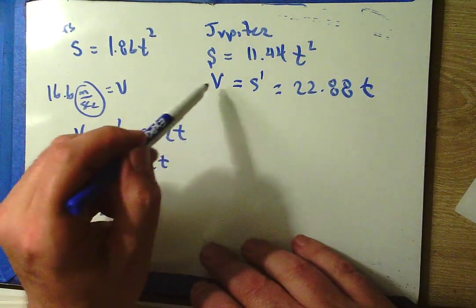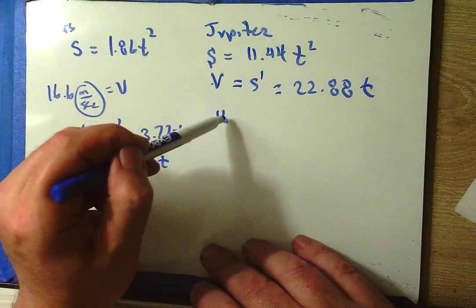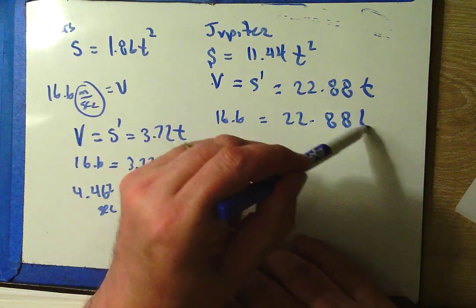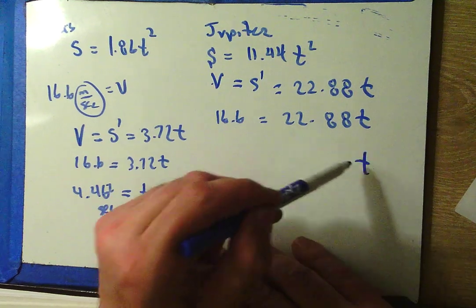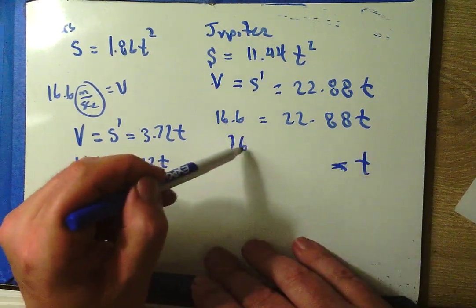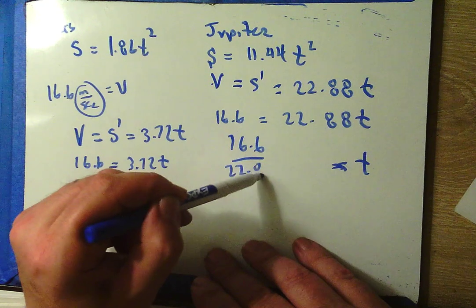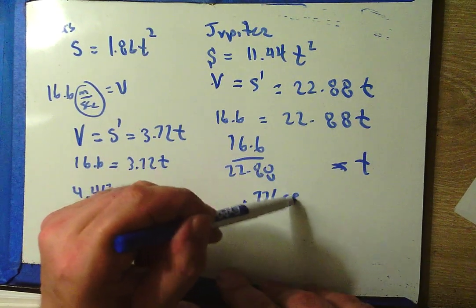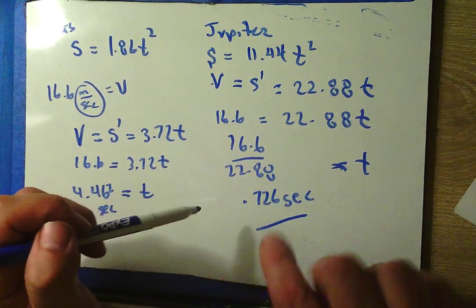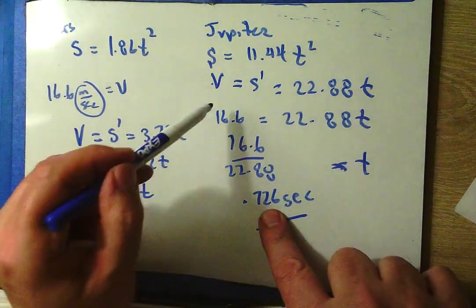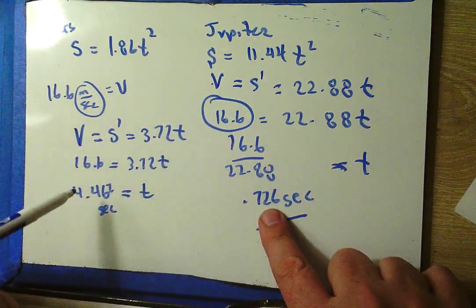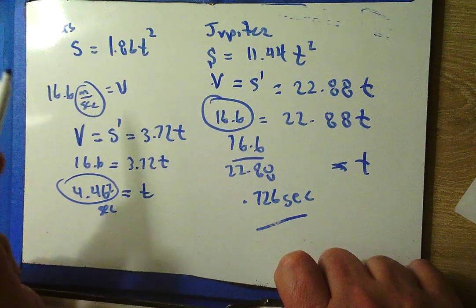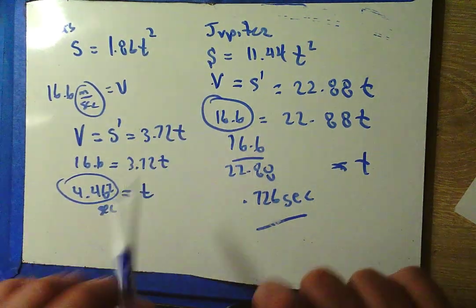Over here, again, I want velocity, that's s prime, which is going to be 22.88t, and I want to know when velocity equals 16.6. So I want to solve this equation for time. I get 16.6 divided by 22.88, which is approximately 0.726 seconds. Wow, it takes less than a second to be going 16.6 meters per second. Here it took almost 5 seconds to get to that speed. Things are hopping on Jupiter.